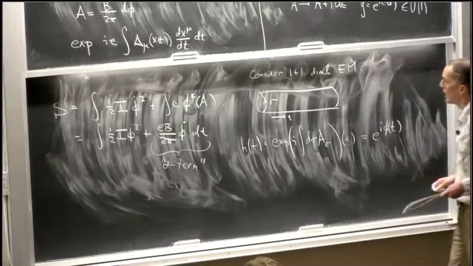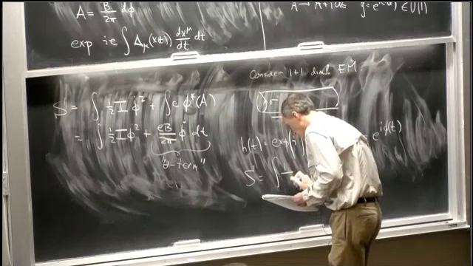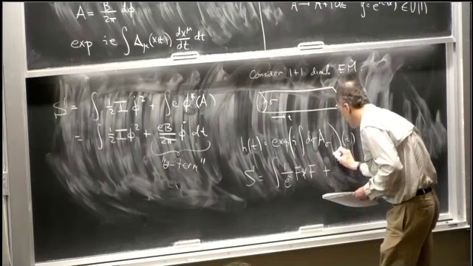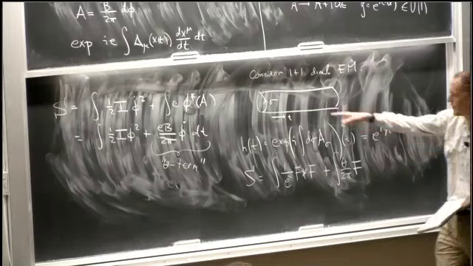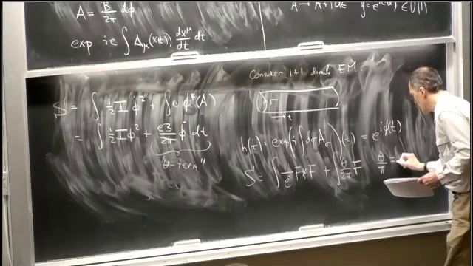And so if we take the action 1 over e squared f star f, plus the integral of theta over 2 pi times f, then it will reduce to this, with theta over pi equals 2b.